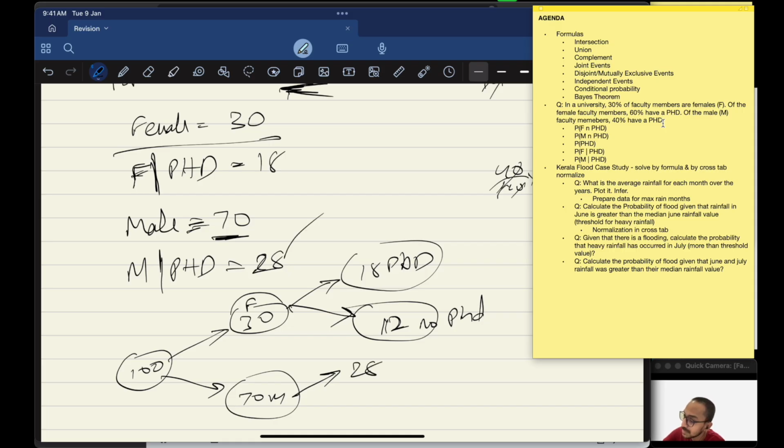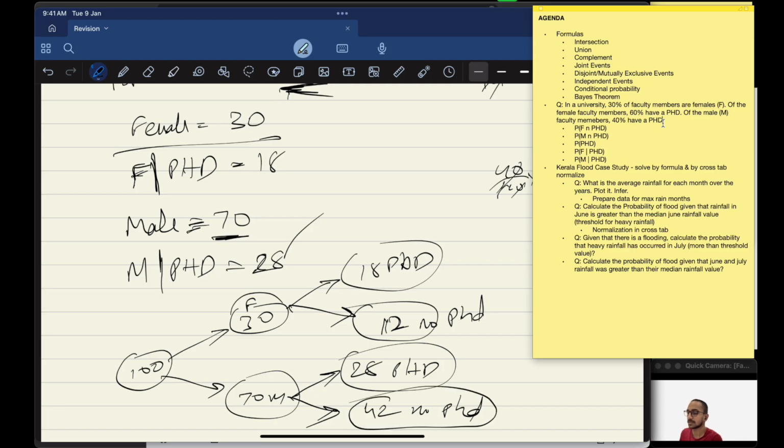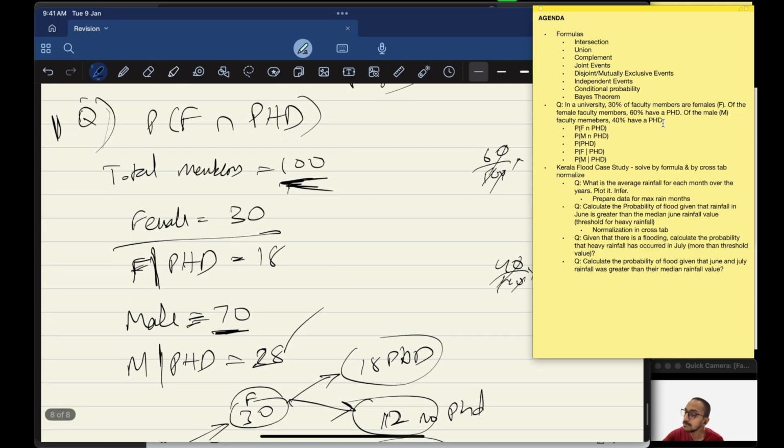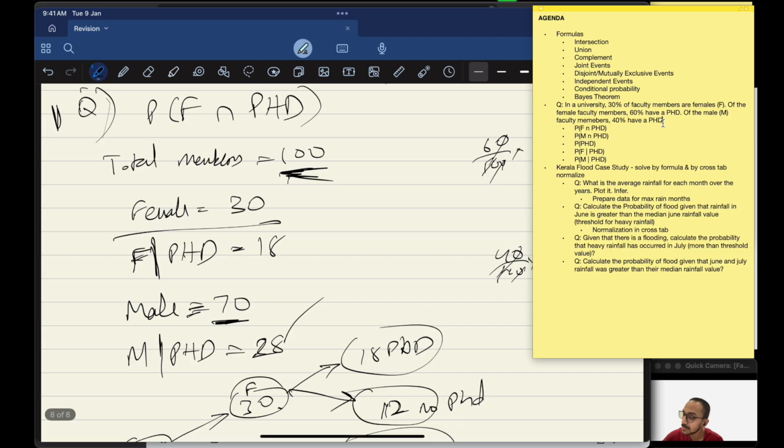We calculated here 28 PhD in the male category, and the rest, what are the rest? That would be 42 of them, no PhDs, right? So the question is pretty straightforward. It is saying female and PhD, that would be 18, right? So the probability would be 0.18, right? So this is the question. This is what they are asking.